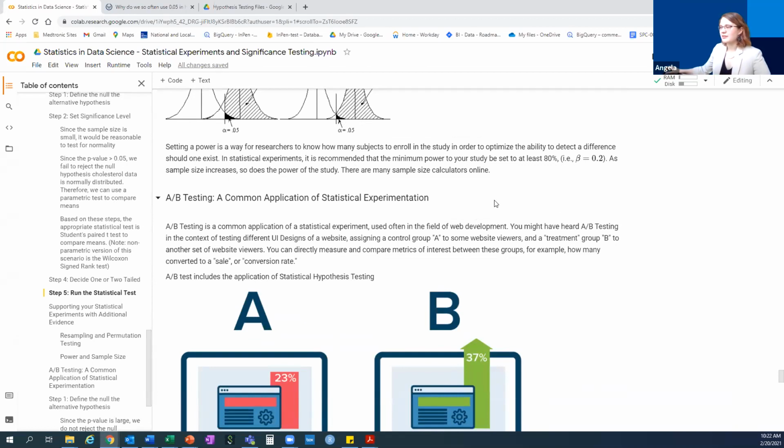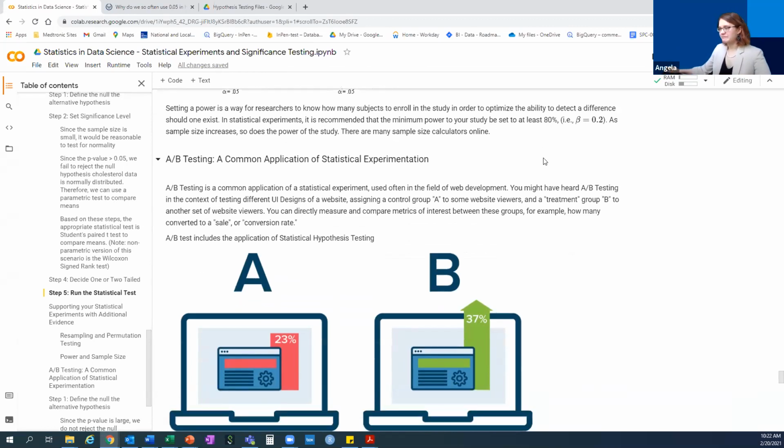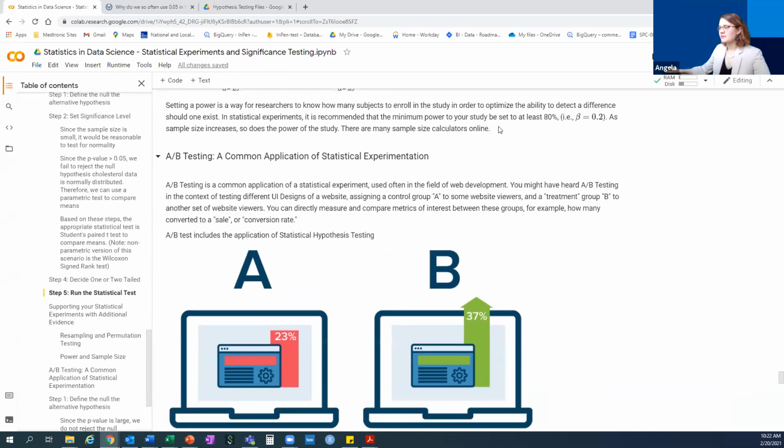All right, and finally, we will cover A/B testing, which is a common application of statistical experimentation in the real world, I would say. Another great real world example of this that's used all the time. It's often used in the field of web development. You might have heard A/B testing in the context of testing different UI designs for a website. You can assign a control group A to some website viewers and a treatment group B to another set of website viewers, and then directly measure and compare certain metrics of success and interest between these groups.